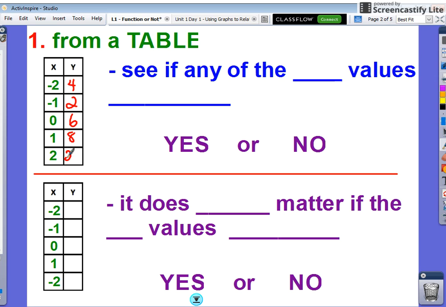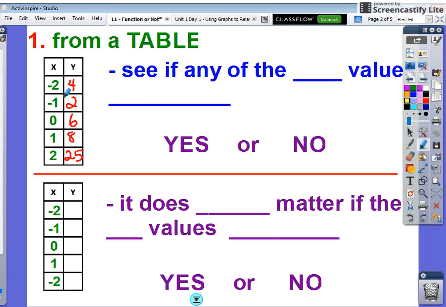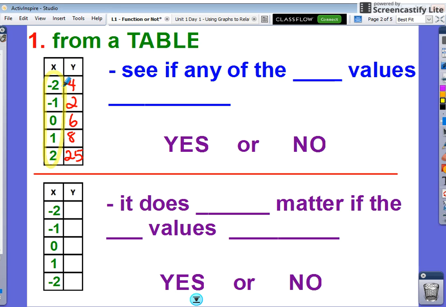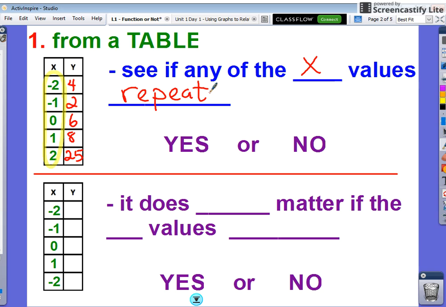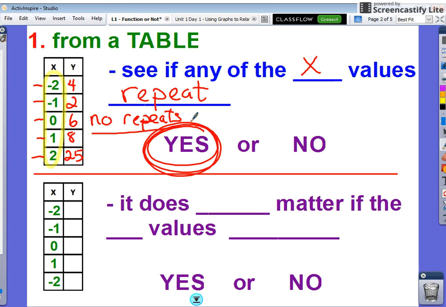With that table, the only thing we need to pay attention to is whether any of these values repeat themselves. That's what goes in our blanks here: see if any of the x values repeat. So in this particular case, do we have any repetition? -2, -1, 0, 1, 2. Because there are no repeats, yes, this is a function. Because none of the x values repeat themselves, this is definitely a function.